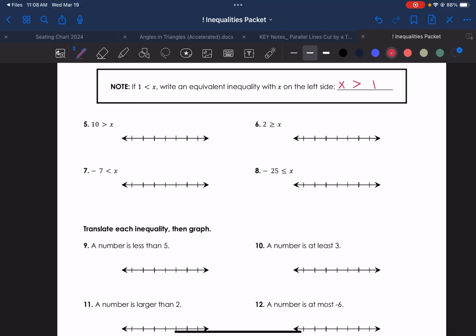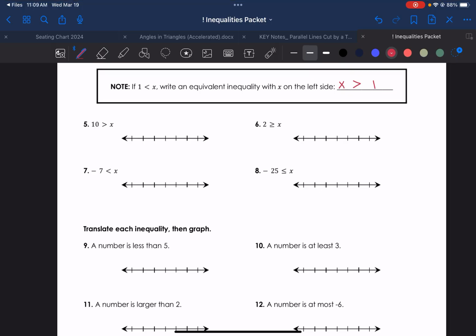So in order for us to make this a true statement, we need to flip the symbol so that it still says the same thing. x is greater than 1, 1 is less than x. And remember, x is just all of our answers. So x, instead of just being one answer, now it's a whole bunch of answers. x could be 10, it could be 100, it could be 35. x could be so many different things.